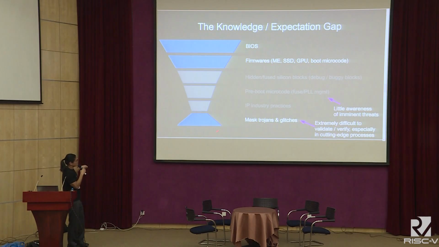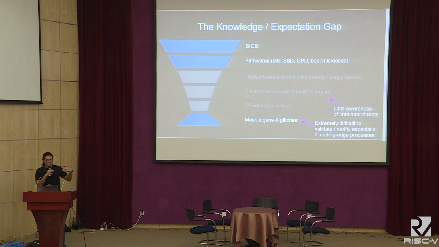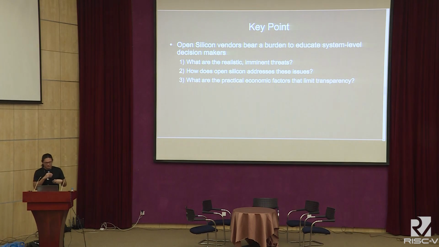And so there's a knowledge and expectation gap, where open silicon has the opportunity to push down the stack, but where everyone is looking is already down here at the end goal at the end of the day. So there's a burden that open silicon vendors bear to educate the system level decision makers. First, they need to know what the realistic and imminent threats to their systems are, if the threat model isn't calibrated correctly. Then you need to tell them how you're addressing these issues, and then you also need to talk about what the practical economic factors are that limit transparency.